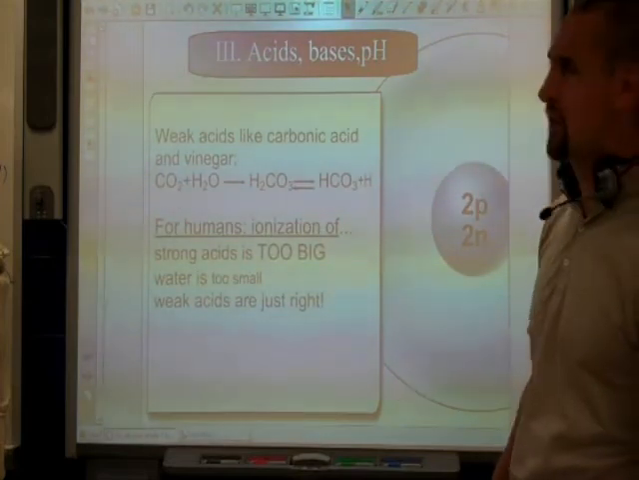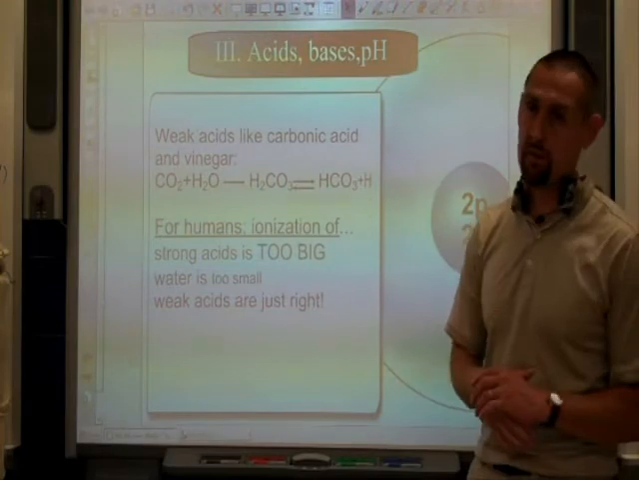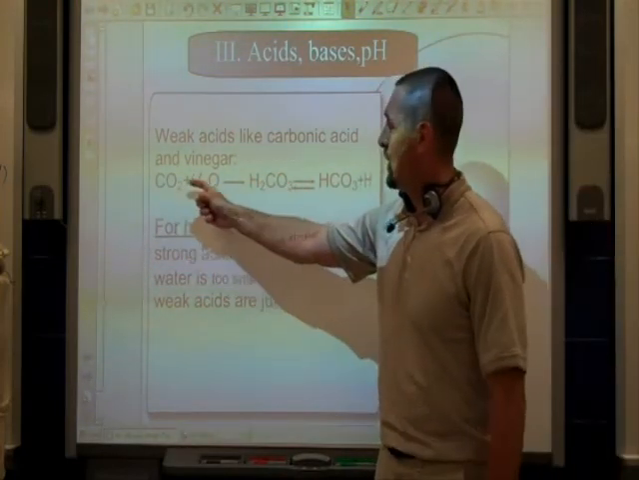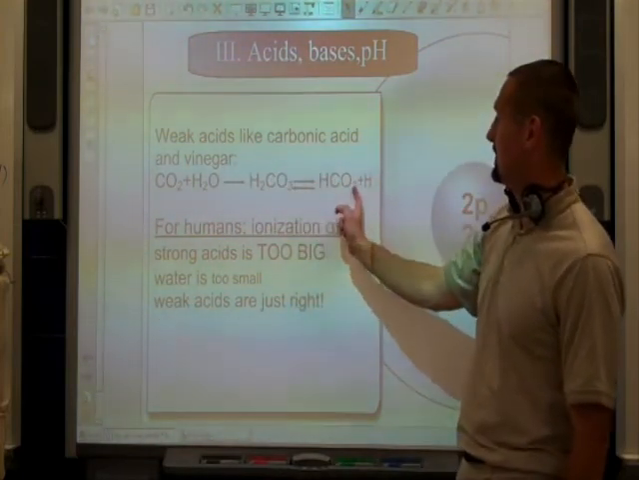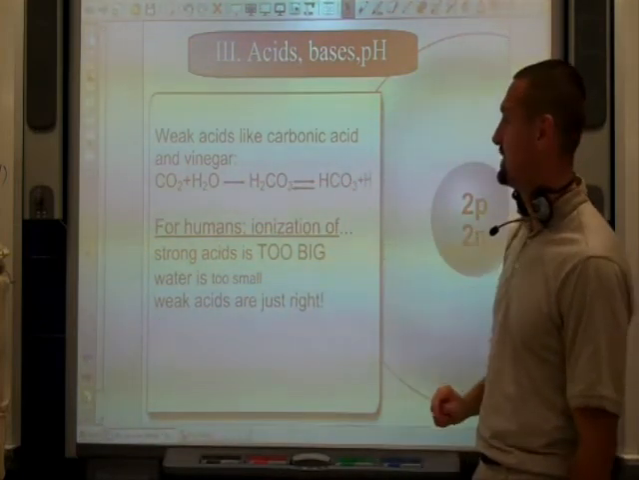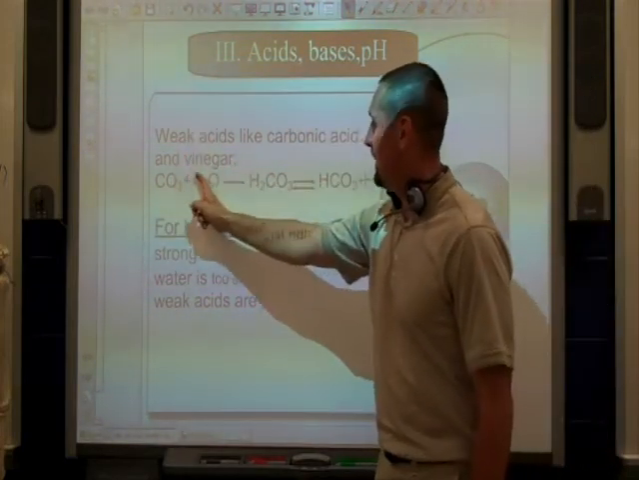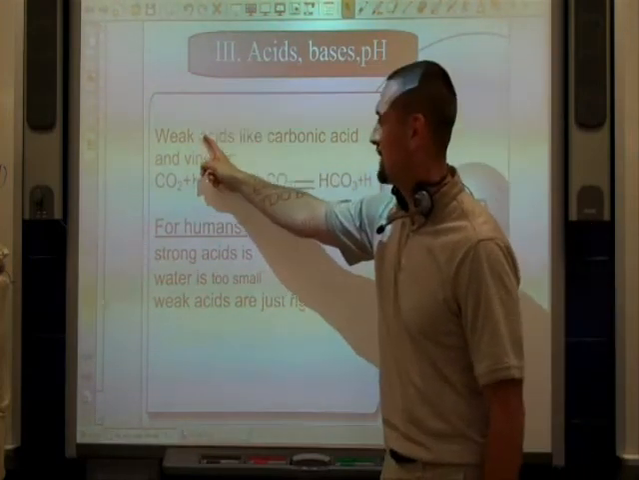So weak acids like carbonic acid and vinegar are ideal for the human body. Weak acids work out really well for us. Carbon dioxide plus water makes a little bit of carbonic acid, where the hydrogen ion dissociates a little bit. If we add carbon dioxide, we get more carbonic acid, so the reaction goes this way.